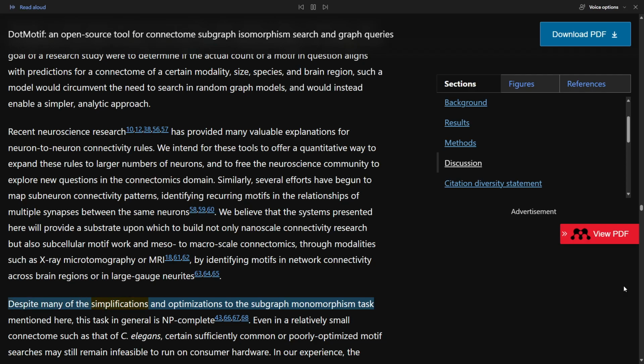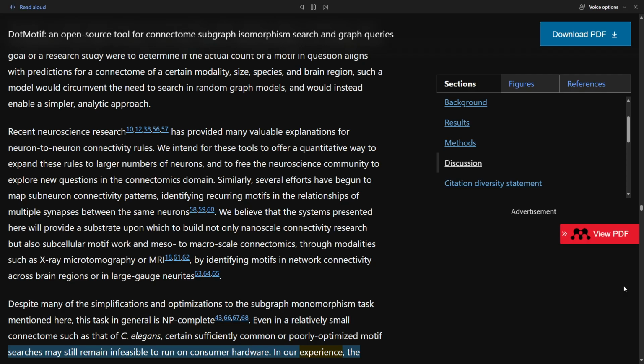Despite many of the simplifications and optimizations to the subgraph monomorphism task mentioned here, this task in general is NP-complete. Even in a relatively small connectome such as that of C. elegans, certain sufficiently common or poorly optimized motif searches may still remain infeasible to run on consumer hardware.